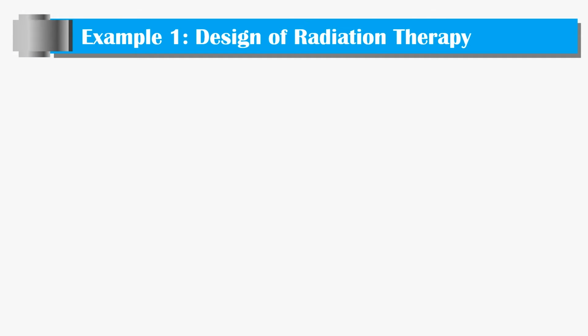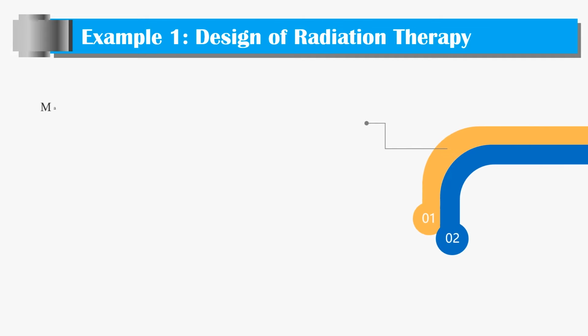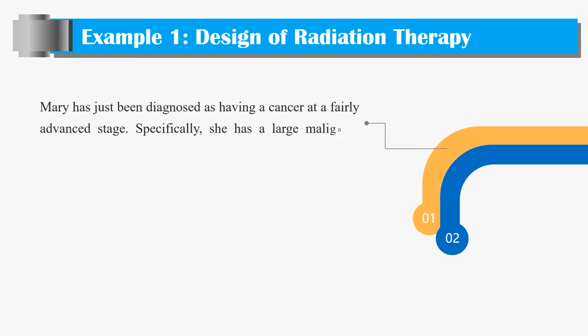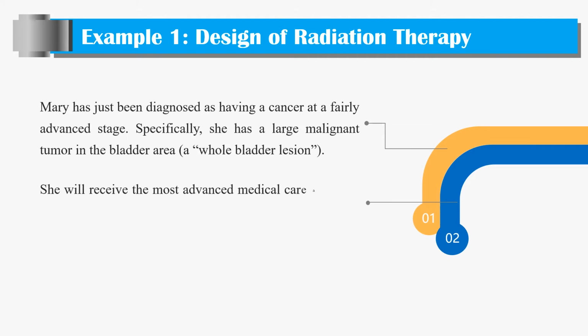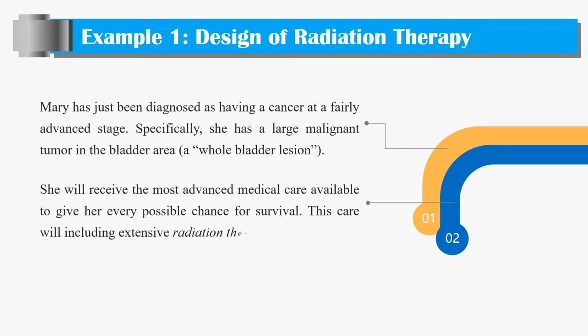Now we see example 1. Design of radiation therapy. Mary has been diagnosed with cancer at a very advanced stage. Especially, she has a large malignant tumor in the pelvic area. She will receive the most advanced medical care available to give her every possible chance for survival. This care will include extensive radiation therapy.